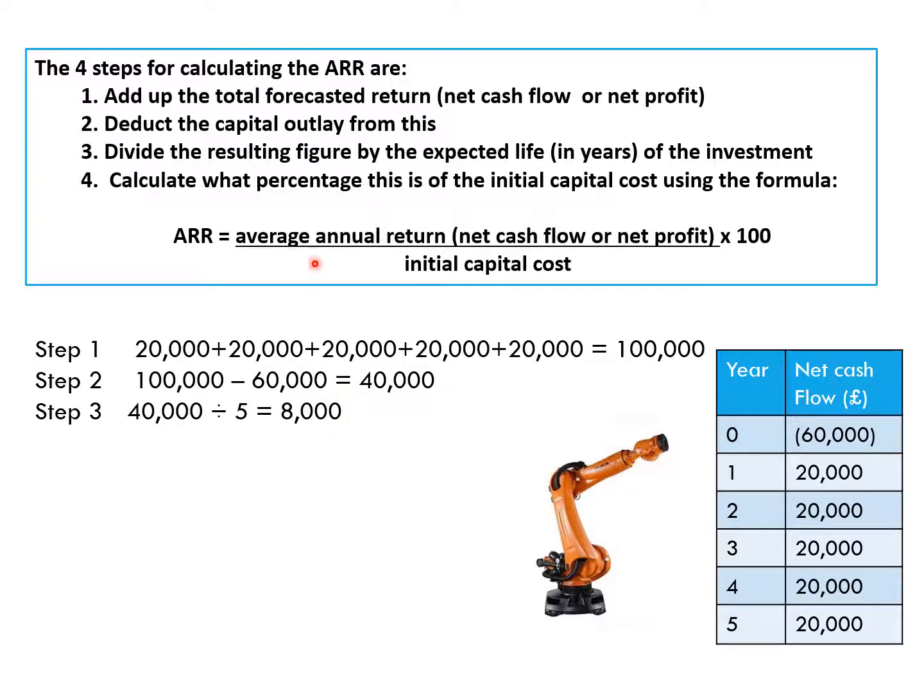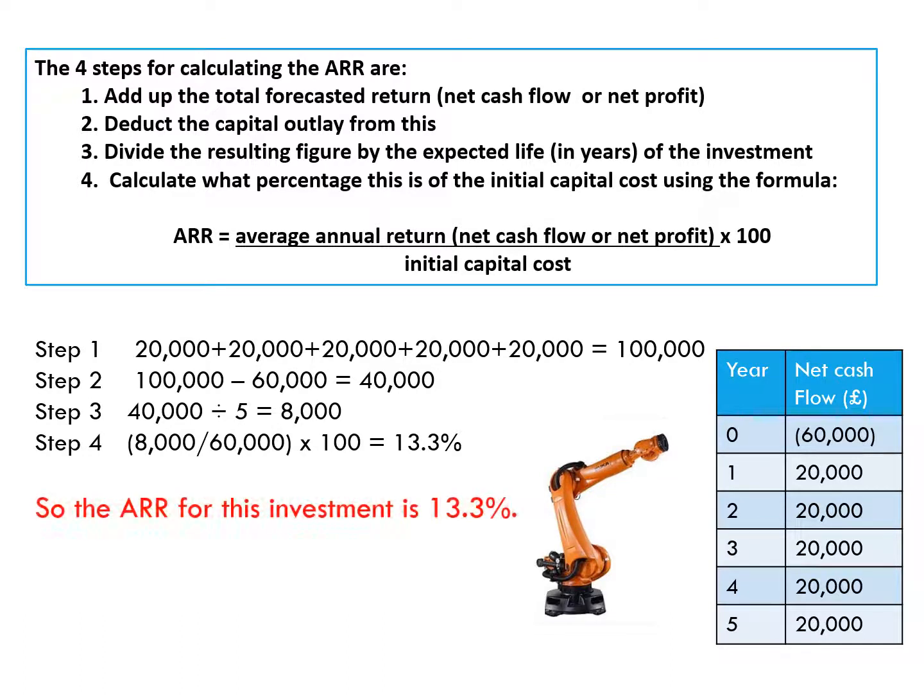One more step to go. Calculate what percentage this is of the initial capital cost using this formula. So average annual return divided by the initial capital cost. So that's 8,000 divided by 60,000 times 100 to put it into percentage. This gives us 13.3%. So the ARR, the average or accounting rate of return for this investment, is 13.3%.